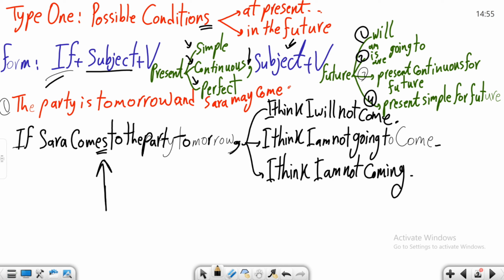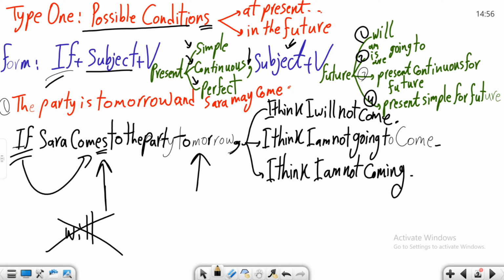And as you see, I'm talking about tomorrow. So, if Sarah comes tomorrow, can I say, teacher, if Sarah will come tomorrow, or if Sarah is going to come tomorrow? No. This part, the if part, the verb after if, should only be in present simple, continuous, or perfect, and it will represent the future tense, no problem, but you are not allowed to use future forms in this clause. Be careful not to use them because this is a big mistake.